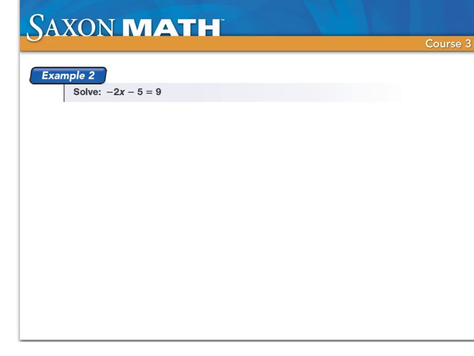Right here, example 2, we've got negative 2x minus 5 equals 9. So again, step 1 is to change subtraction to addition. Okay, and that's after here. I'm going to go ahead and rewrite the problem down as it looks.